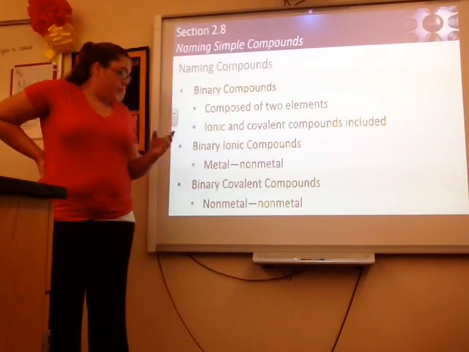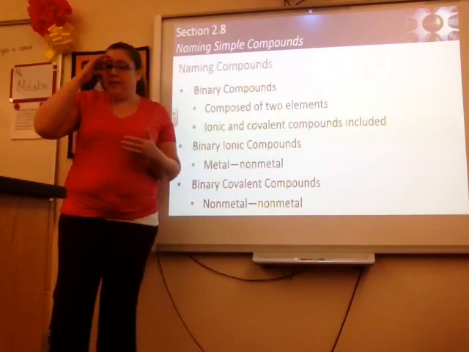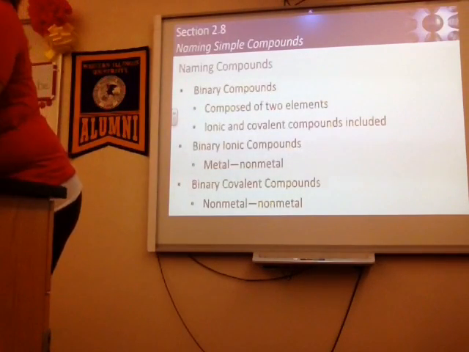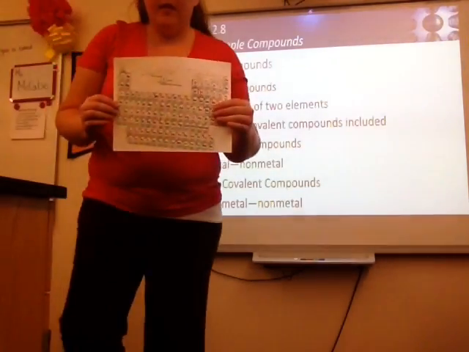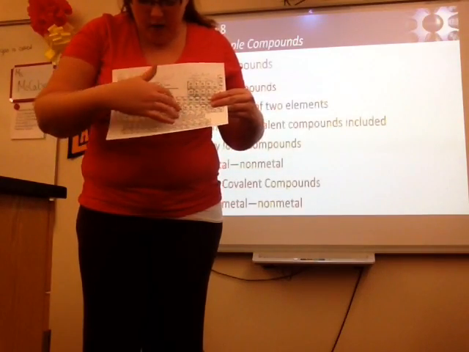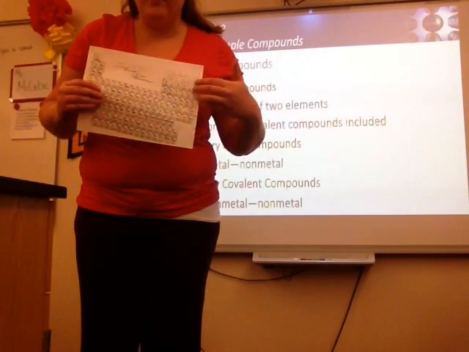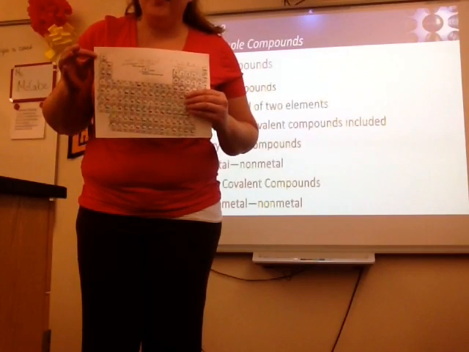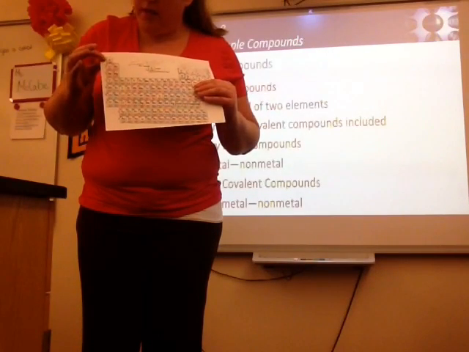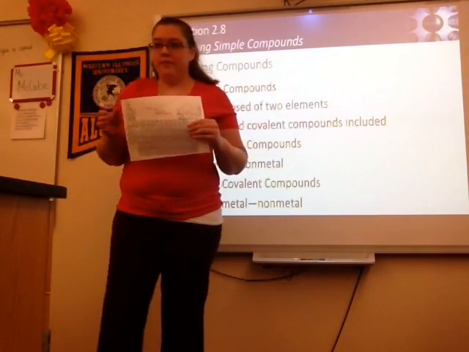Binary covalent is your nonmetals bonded with your nonmetals, also called a covalent bond. If you look on your periodic table, because I'm sure all of you have periodic tables at home, right? You notice that your metals are through here to the left side of your periodic table, and your nonmetals are right here in this upper right-hand corner, except for hydrogen, which is on the metal side. Keep in mind that hydrogen is still a nonmetal.